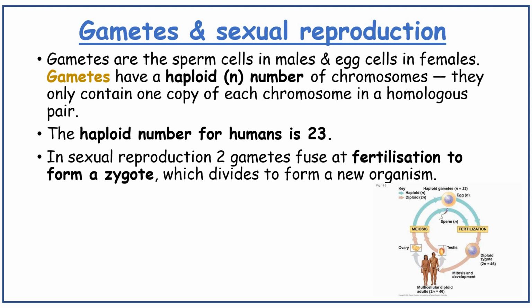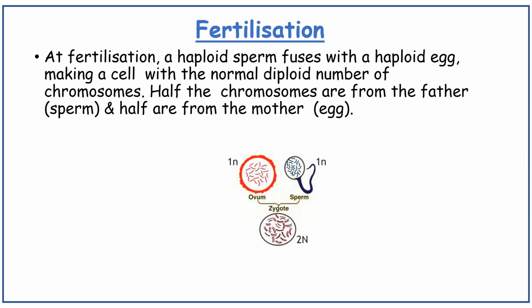And then in sexual reproduction, 2 of the gametes will fuse at fertilisation to form a zygote, which divides to form a new organism. At fertilisation, a haploid sperm fuses with a haploid egg, making a cell with the normal diploid number of chromosomes again. So half the chromosomes come from the father, from the sperm, and half of the chromosomes come from the mother, from the egg, to form this zygote, which is diploid.